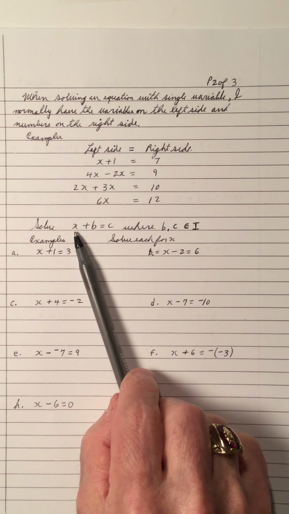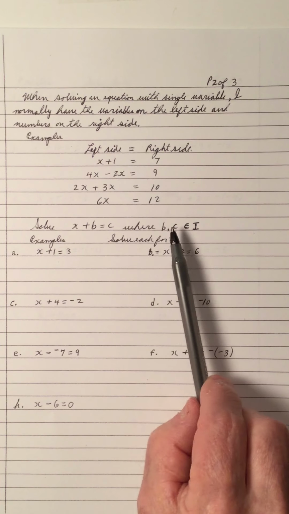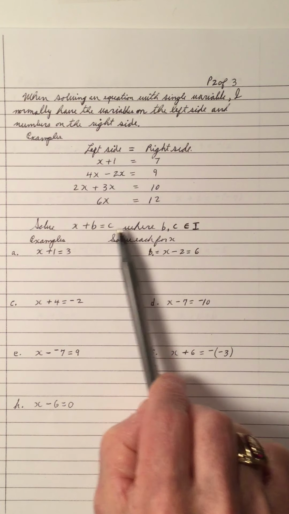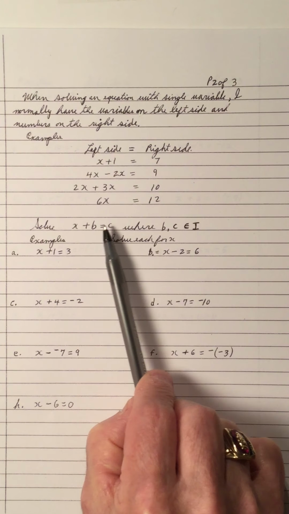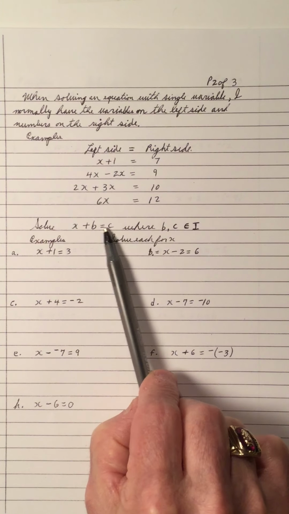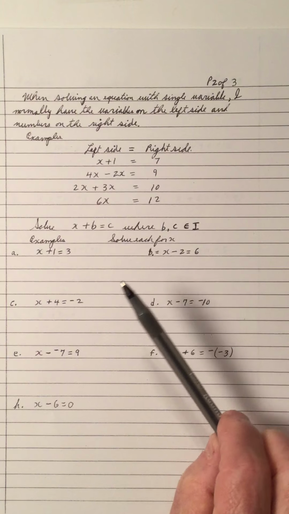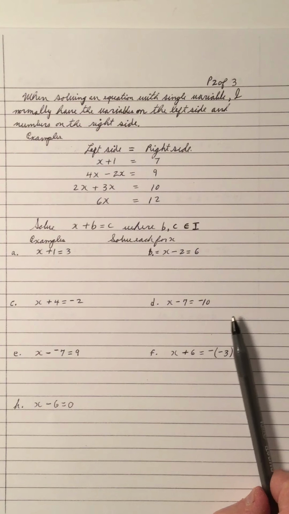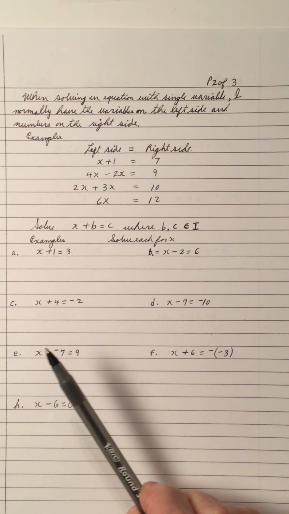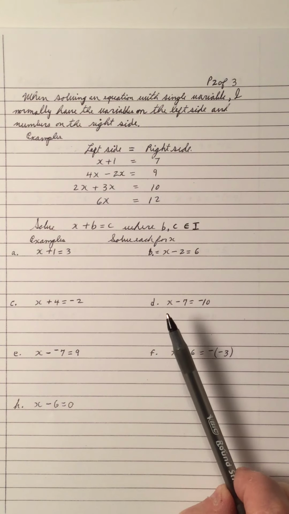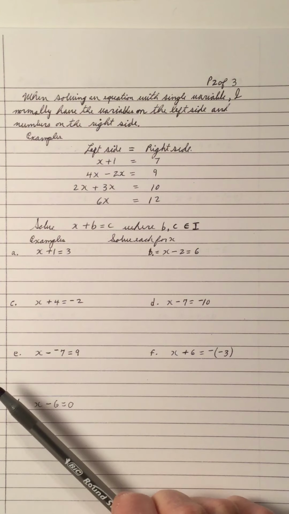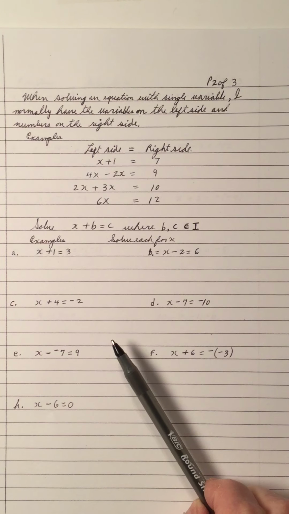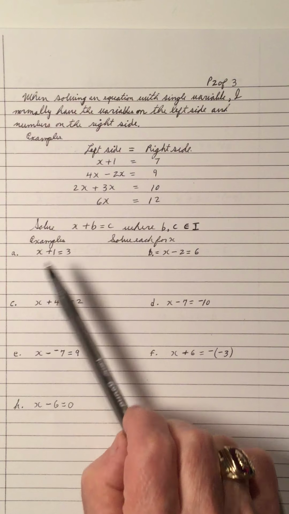Solve x plus b equals c, where b and c belong to the integers. Notice b and c belong to the integers, so these are the numbers. We're dealing with integers right now in this particular video, and we'll deal with integers at the beginning of most of this until I come to fractions and decimals later. But integers help us get a better handle on what's going on. So that's why we'll talk about a and b being integers.